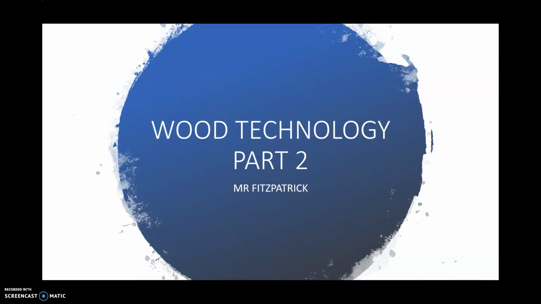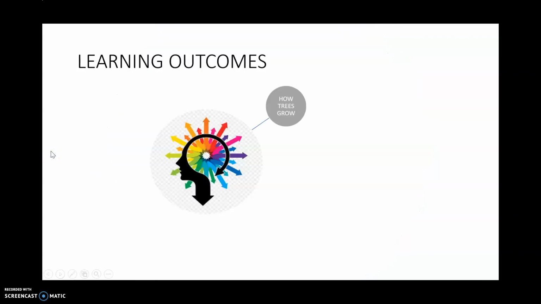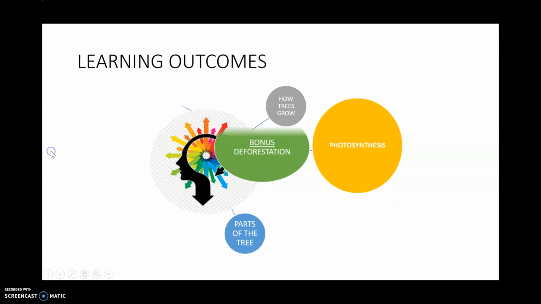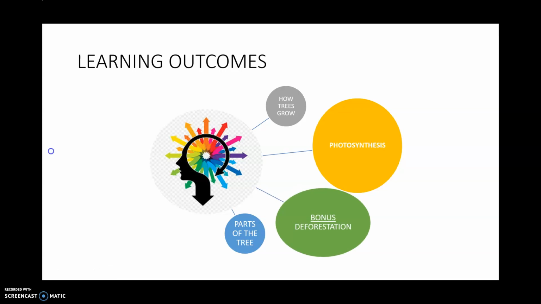Hello everybody and welcome to part 2 of Wood Technology with me, Mr. Patrick. In our last video we talked about why we need trees and different types of trees, so hardwoods and softwoods. In this video we're going to talk about how trees grow, photosynthesis, parts of the tree, and a bonus section on deforestation.